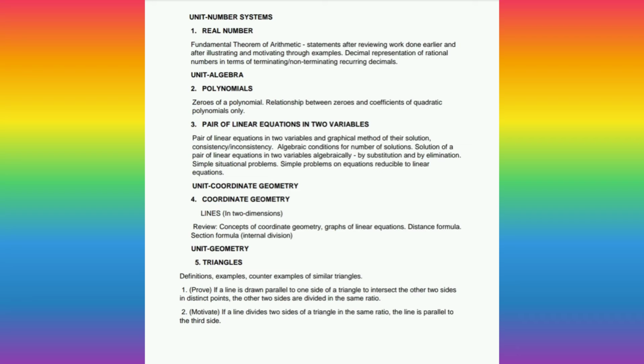Only the first topic you have to prove, that is, if a line drawn parallel to one side of the triangle intersects the other two sides in distinct points, the other two sides are divided in the same ratio. You read the proof, but for the other only the statement you just learn it.